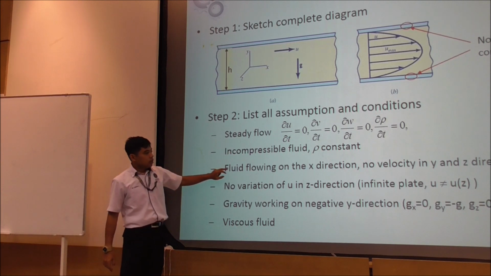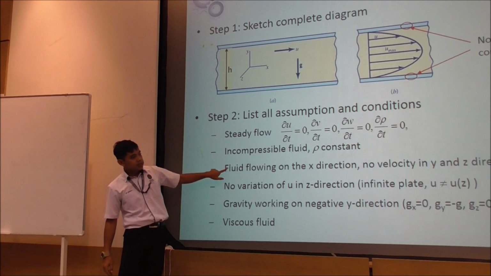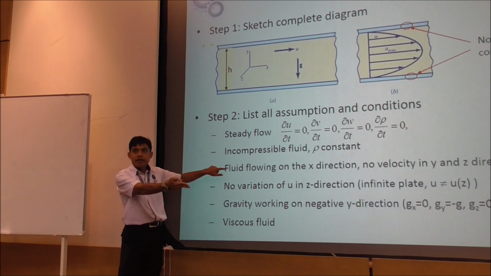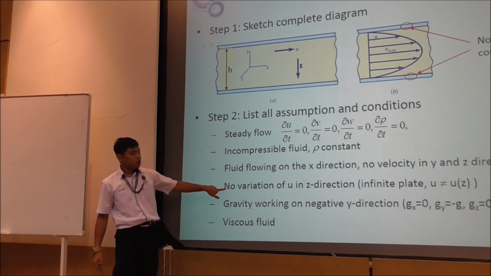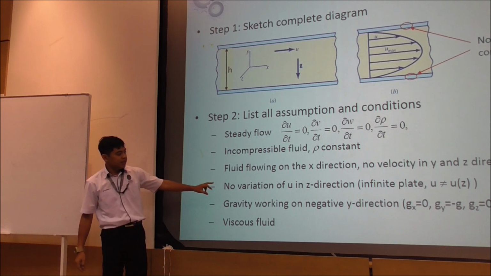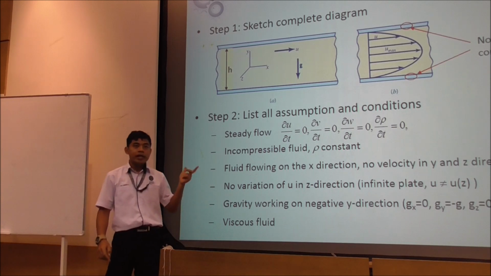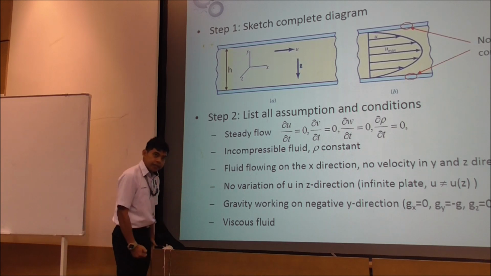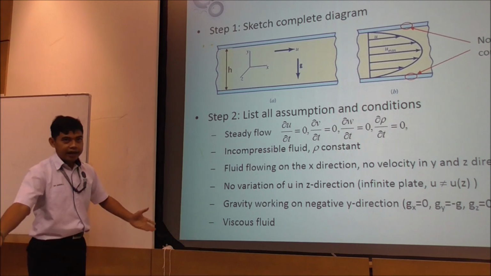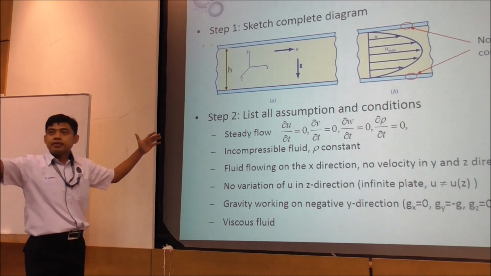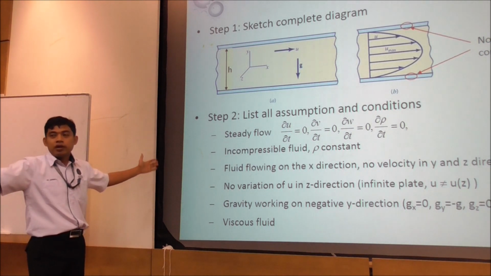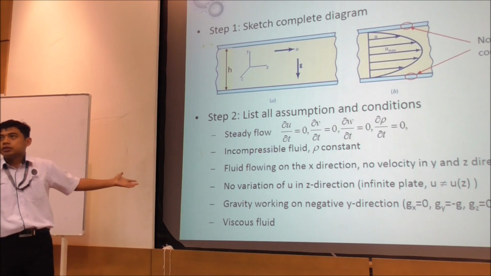Now, this is the first thing that I told you. v and w are equal to 0 because we are talking about the x direction only. But our u is still a function of x, y, z. So this gives you another advantage because there is no variation of u in the z direction, which means the u in here and u in here and u in there is the same. Why is that? Because it is infinite, there will be no side wall. So the side wall effect is negligible.